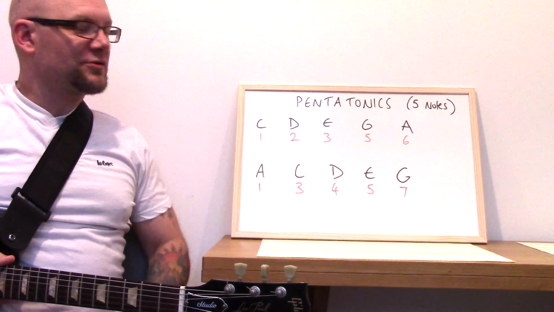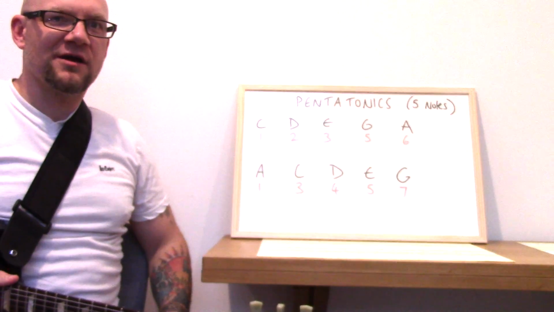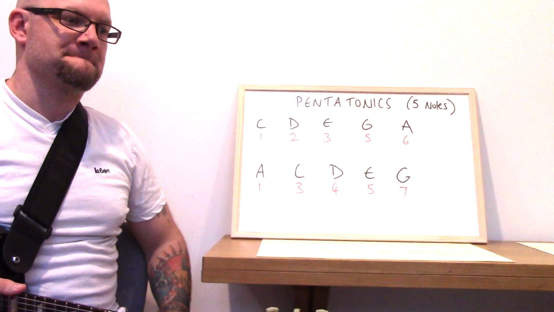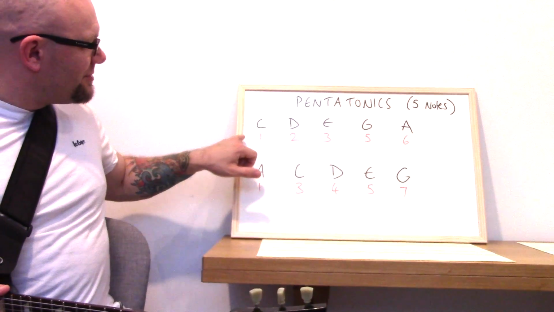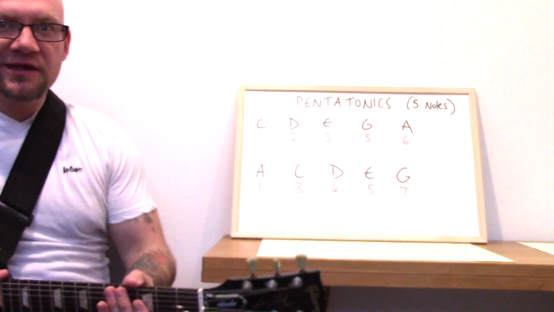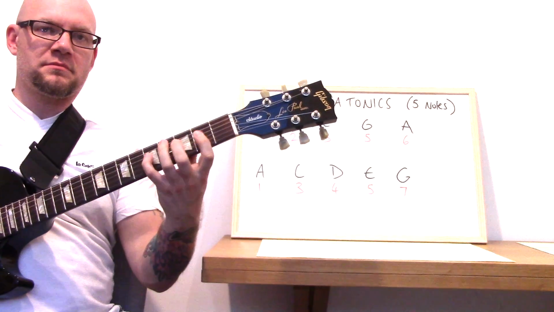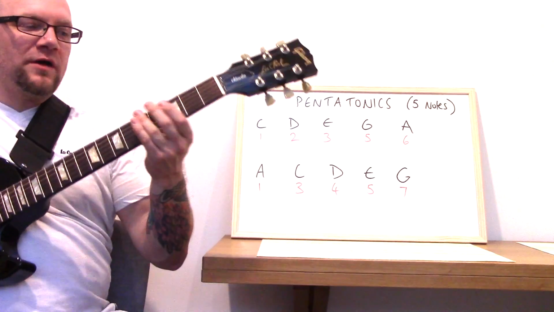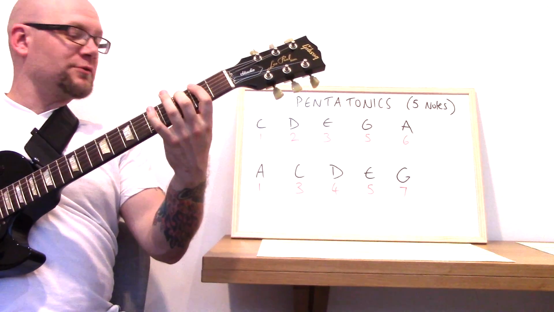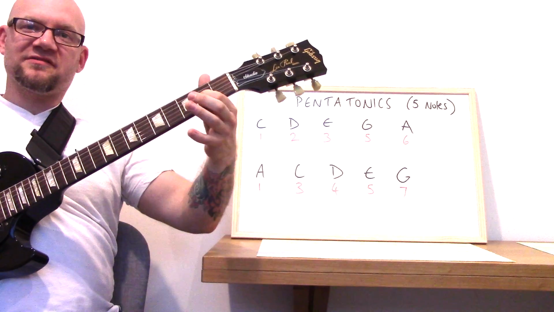Now we're going to have a look at pentatonics. So the word penta means 5, as in pentagon, pentagram, pentatonic. So we have a major pentatonic because we're starting on C, so we're going back into the key of C major here. Okay, so in the key of C major we're going to play the notes 1, 2, 3, 5 and 6.